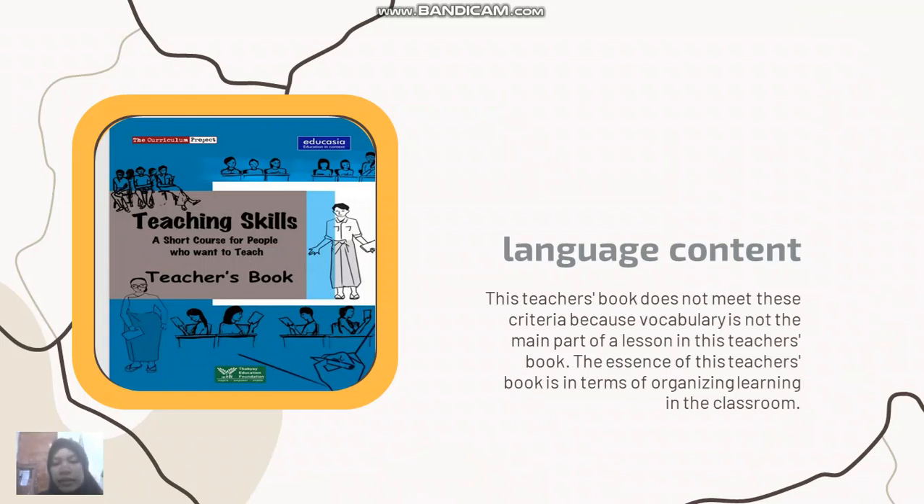Next is language content. This teacher's book doesn't meet this criterion because vocabulary is not the main part of a lesson in this teacher's book. The essence of this teacher's book is in terms of organizing learning in the classroom.